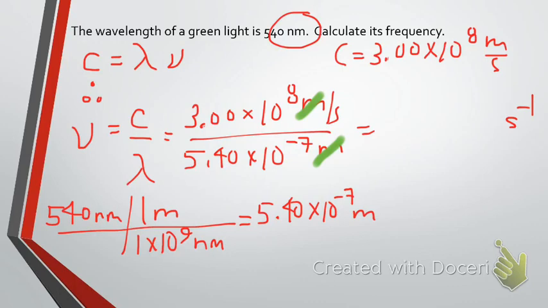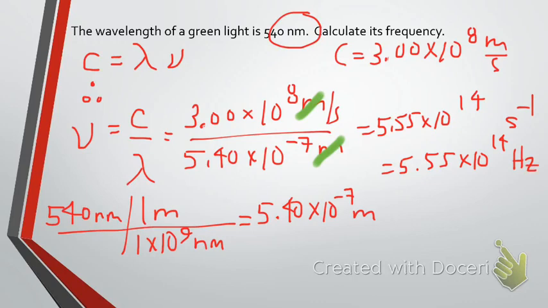So let's put this into our handy-dandy calculator. 3 times 10 to the power 8. Please make sure you know how to use your calculator correctly before the exam. Divided by 5.4 times 10 to the minus 7. You're going to get a very large number. This is 5.55 times 10 to the power 14 inverse seconds, which, if inverse seconds kind of bothers you, you can say that's 5.55 times 10 to the power 14 hertz.